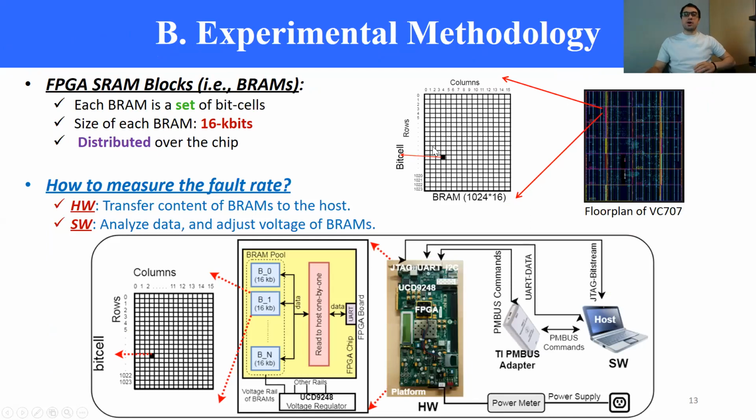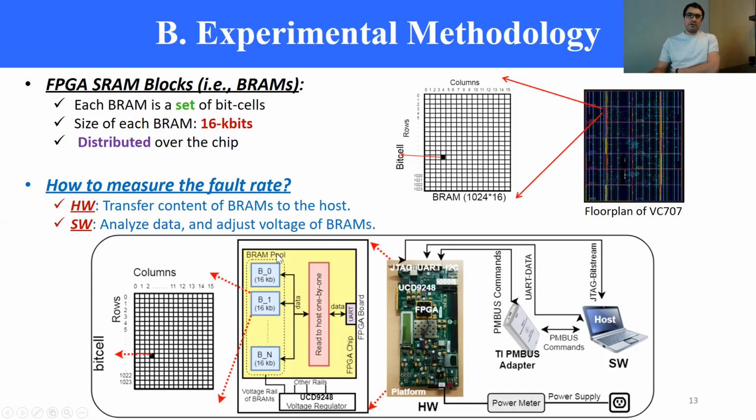So SRAMs are organized in this way for FPGAs. They are organized in blocks of SRAM, each one usually with a size of 16 kilobit or sometimes 18 kilobit. They are distributed over the chip, as you can see here. These little blue boxes are like 16 kilobit SRAMs. There are thousands of them in a modern FPGA, so in total it goes to a few megabytes in some cases.